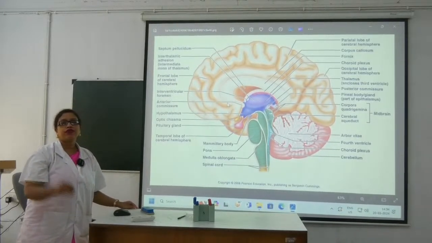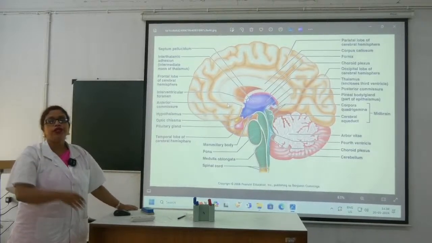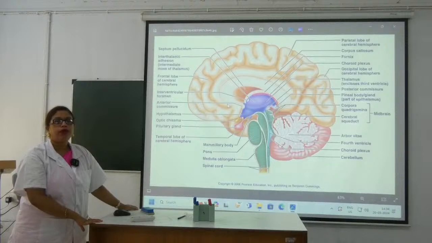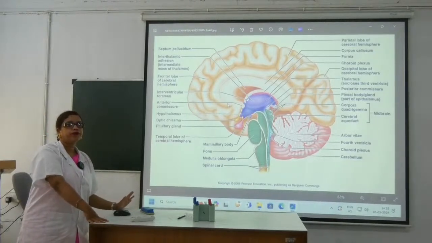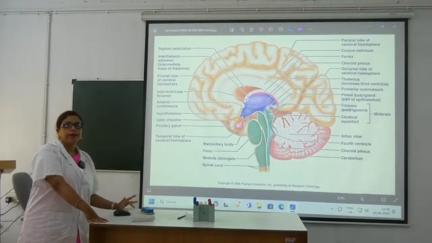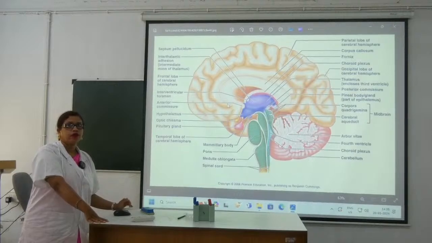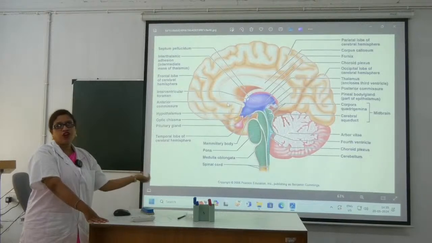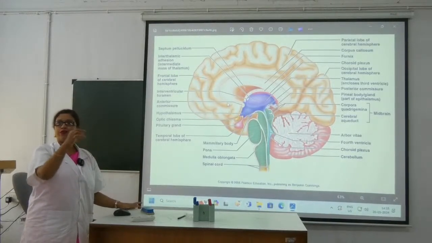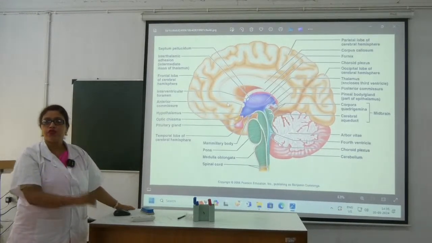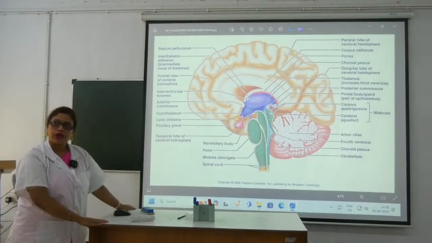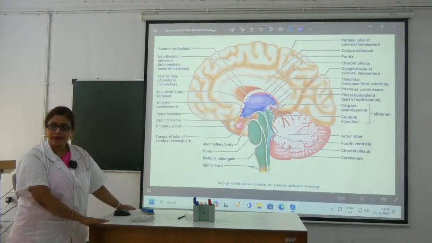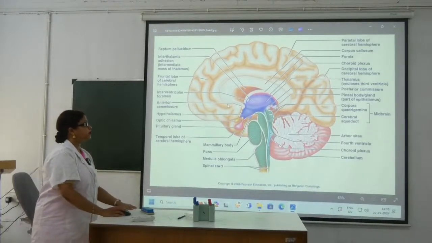The corpus callosum is divided into anterior to posterior. Number one is rostrum. Actually corpus callosum neck is called the genu. It is the neck, nothing but the neck. But because it looks like a knee, we are calling it genu. Okay, so rostrum, genu, then body, then last tail end is splenium. Tail end is splenium.